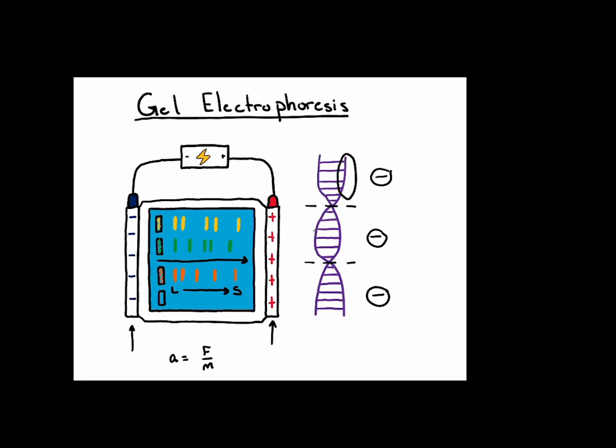For example, in the gel I've drawn here, we could determine that the orange and yellow samples are more likely to come from the same or similar source due to the similarity in the bands that they produced.